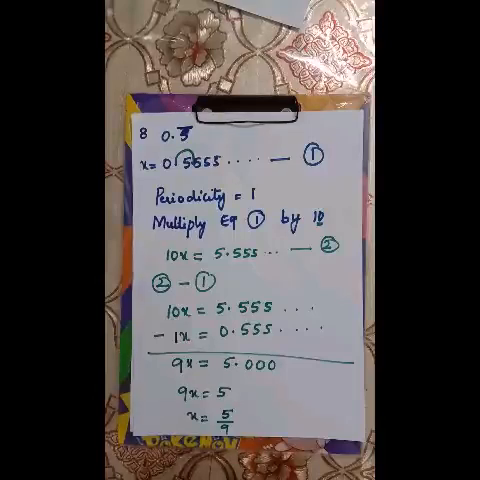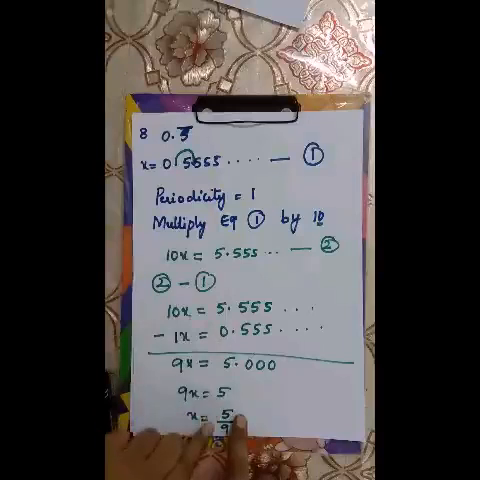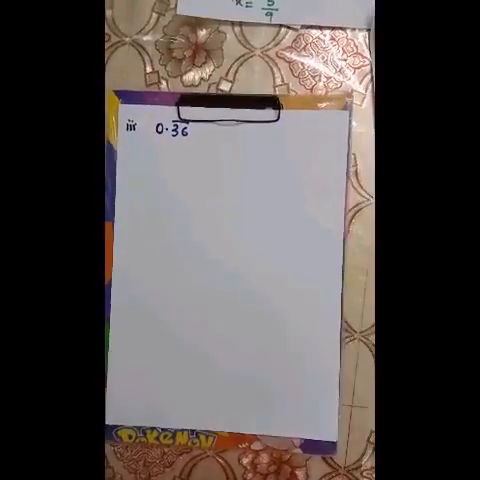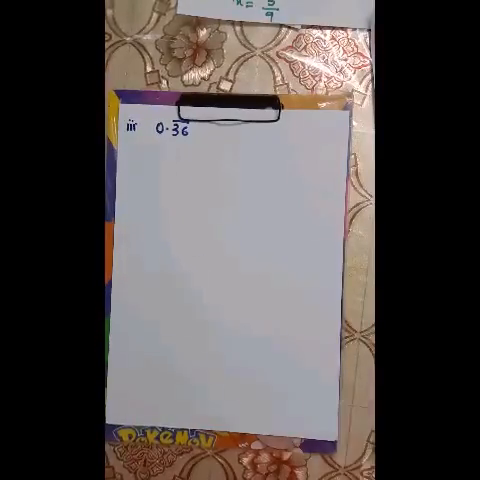Is it clear? Now we have expressed 0.5 bar in the form of P by Q, that is 5 by 9. Now let's move to the next question. In this bit, 4 questions are there. I said 1 question I am going to give as homework. This second question is similar to the first one.